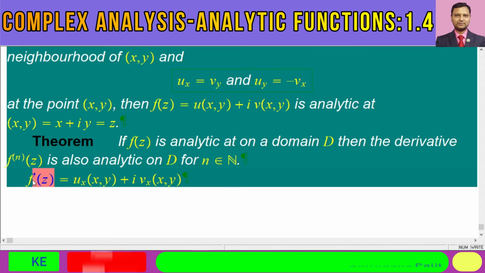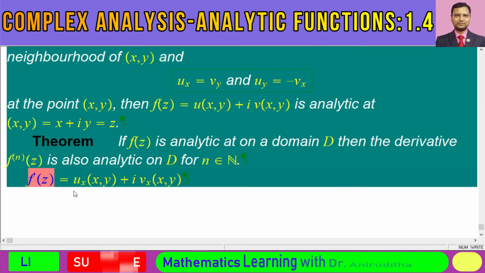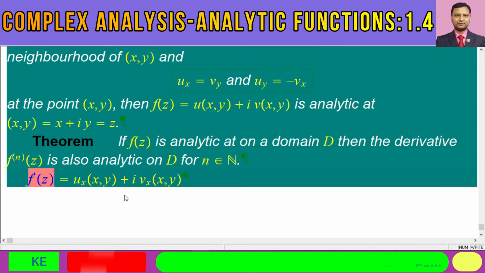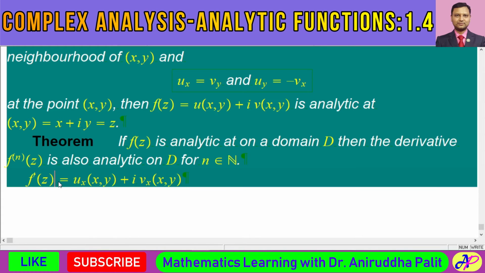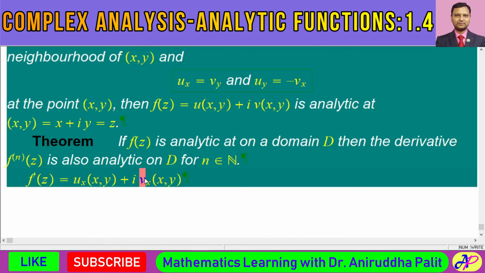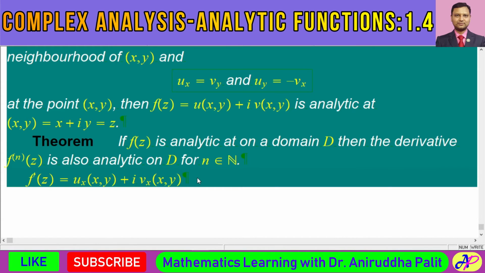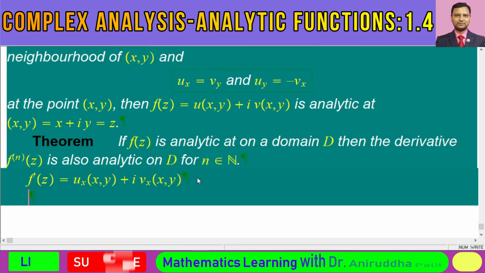So if the function f is analytic, then its derivative f dash z is also analytic. That means it is a differentiable function, and we know that a differentiable function is always continuous. So this function f dash z should be continuous. That means this real part and the imaginary part must all be continuous functions, and we would continue this process.